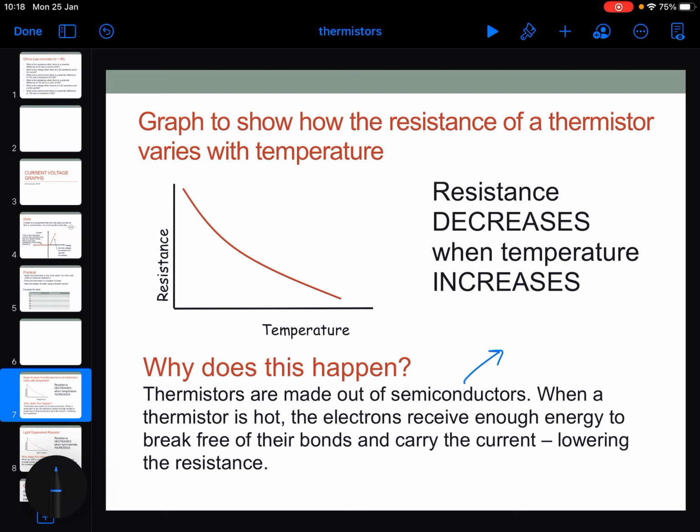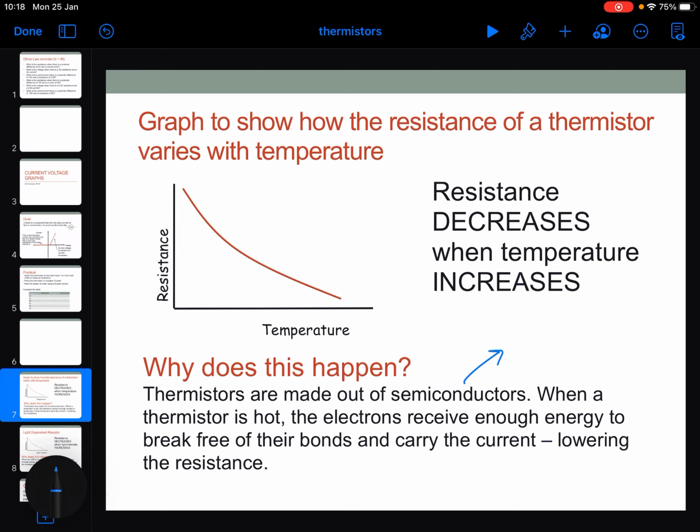When a thermistor is hot, the electrons receive enough energy to break free of their bonds and carry the current, lowering resistance. And vice versa. When it gets cold, the electrons get trapped and there's less of them around to carry the current, so there's a higher resistance. So the hotter it is, the more electrons, the lower the resistance.